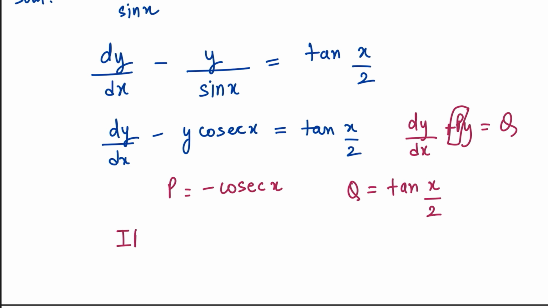And how do we find the integrating factor? e to the power integral of p dx. So here p is minus cosec x dx.